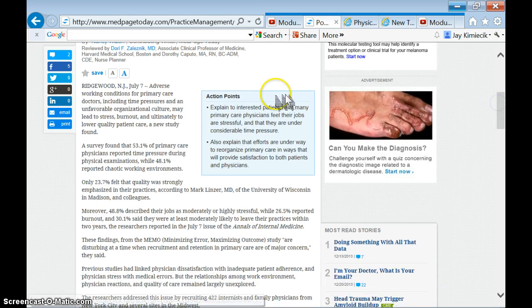Adverse working conditions for primary care doctors, including time pressures and unfavorable organizational culture, may lead to stress, burnout, and ultimately to lower quality patient care. 53% of primary care physicians reported time pressure during physical exams. Only a quarter of the physicians, almost 25%, felt that quality was strongly emphasized in their practices.